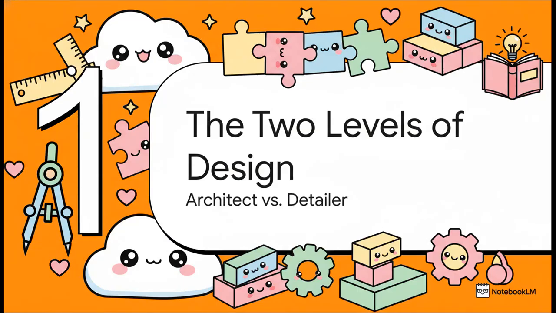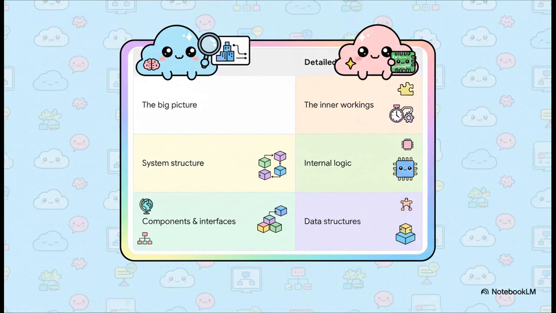So how do we make sense of it all? Honestly, the best way is to just simplify it. Let's think about software design as happening on two different levels. This is the first big key to unlocking the whole thing. You've got the high-level architect who's dreaming up the big picture, and then you have the low-level detailer, the person who actually makes it all work. This breaks it down so perfectly.